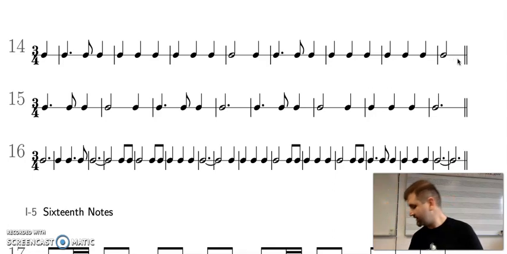1, off. And as we've seen with previous examples, the pickup is taken from the last measure, meaning the quarter note pickup is subtracted from the value of the last measure. Instead of it being a dotted half note or a half note plus a quarter note, it's just a half note by itself. Let's look at number 15.